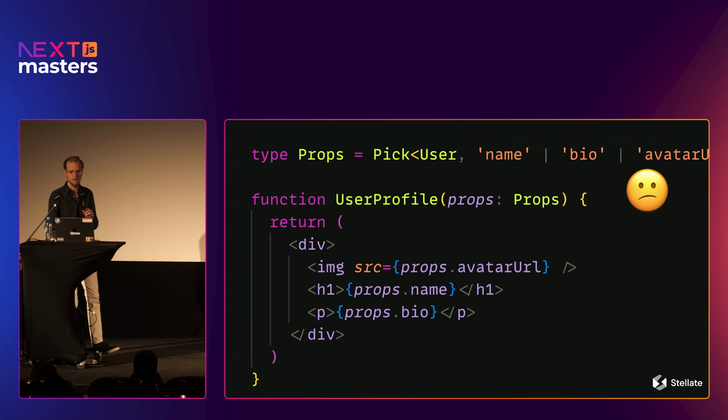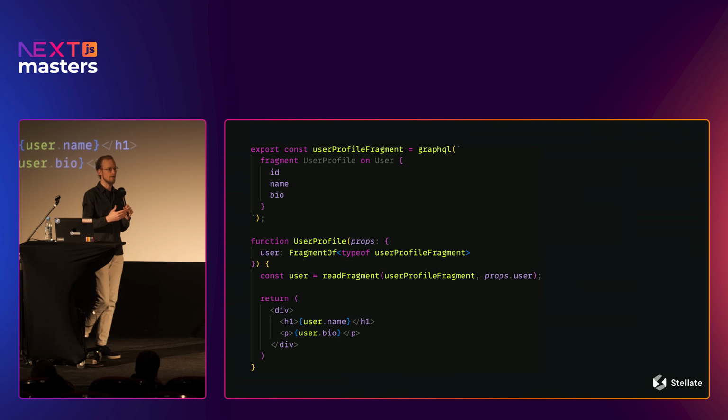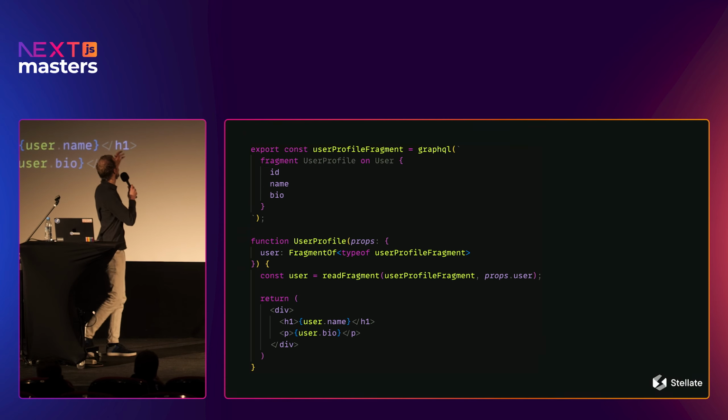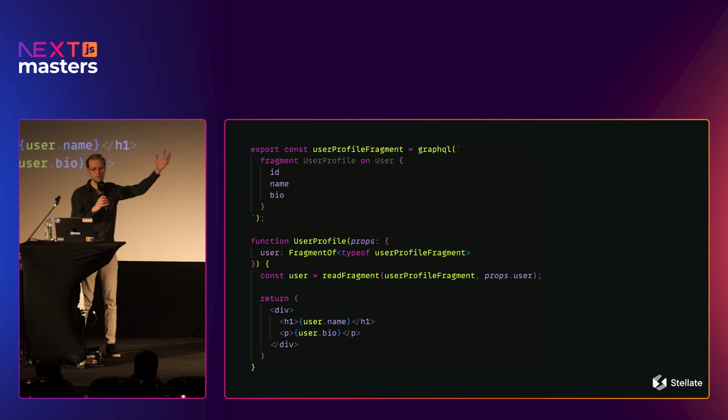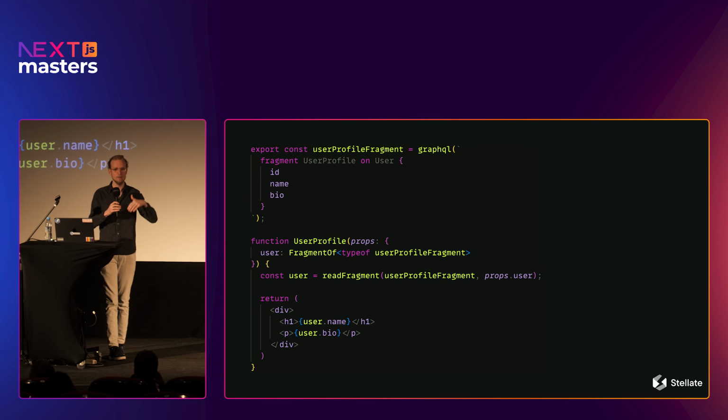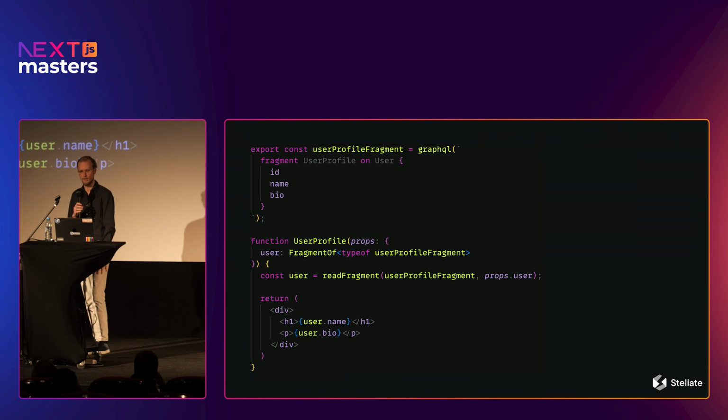What I mean by that is that you can define component fragments that define which data the component needs. In this example, we have a fragment that says, hey, my user profile component needs the user's ID, the user's name, and the user's bio. And then the component says, let me read that fragment from my props and render the user's name and bio in this case, without the avatar URL yet.